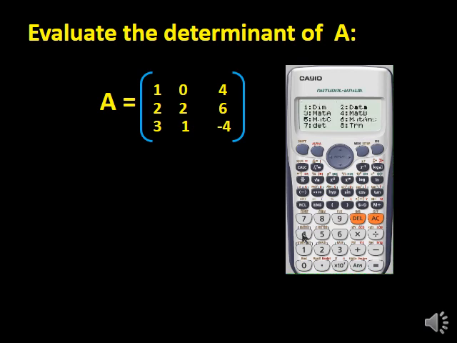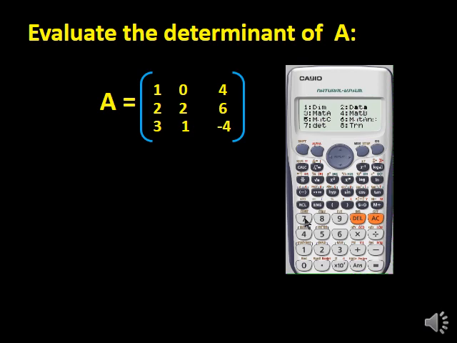Now we can see the function det, which is on number 7. We can also see there the dim. Dim means if you want to enter a new matrix. We can also access the data of other matrices, such as matrix A, B, and C, if they are already entered. And we can also determine the transpose of the matrix, which is on number 8.